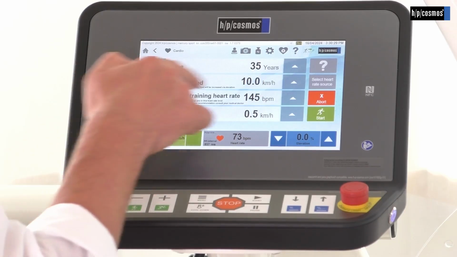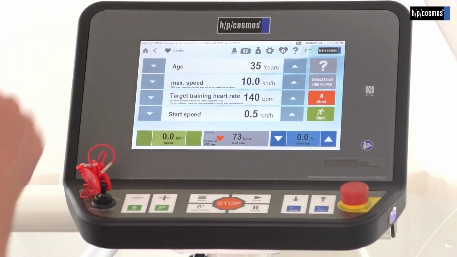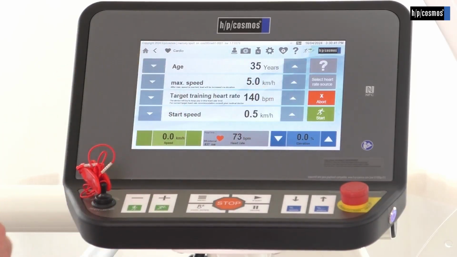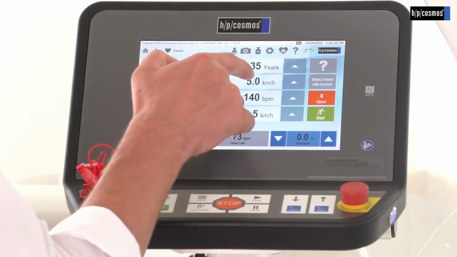For example, if your target heart rate should be at 140 beats per minute, you can also define a maximum speed. For example, if the maximum speed is defined as 5 km per hour, the treadmill will get faster, but probably only up to 5 km per hour. You have not reached your target heart rate zone, so the treadmill will start to go in inclination as well.